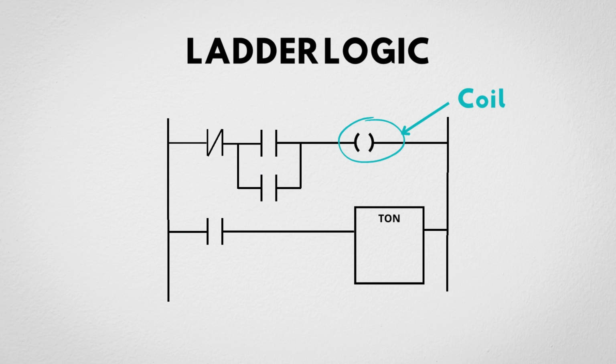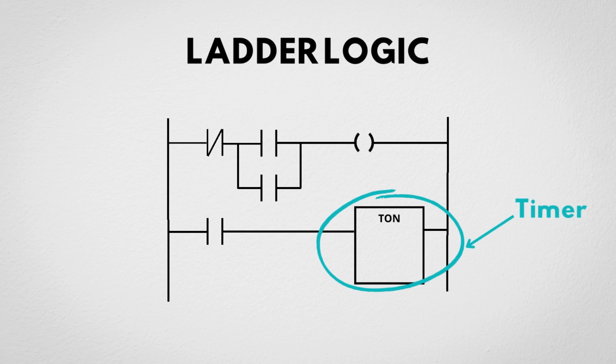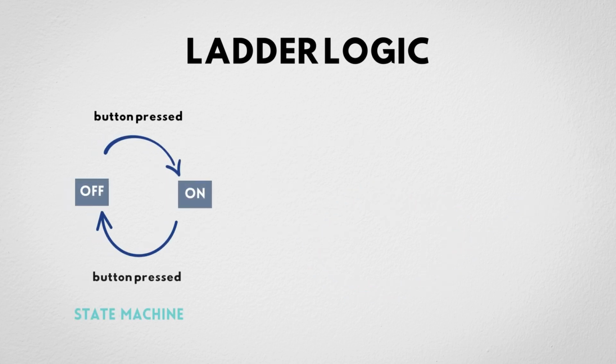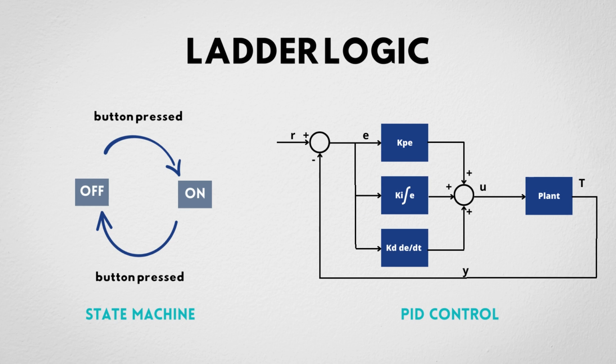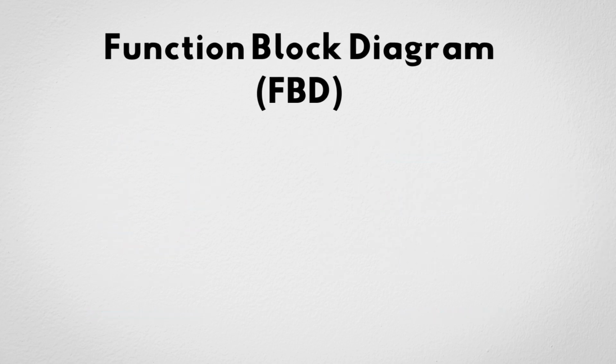Also, there are several types of function blocks that define a type of logic behavior or calculation, like timers. State machines, PID control, and systems with an abundance of Boolean algebra are some use cases that are well suited for ladder logic.